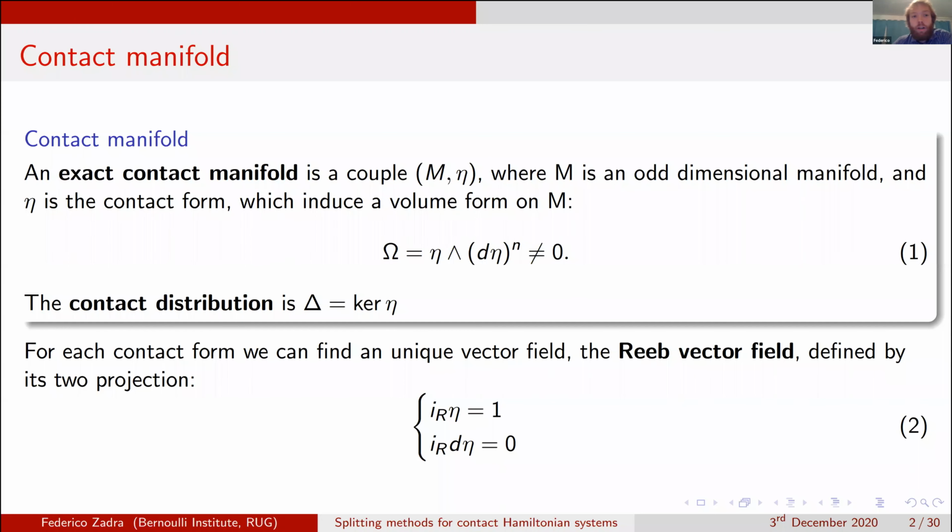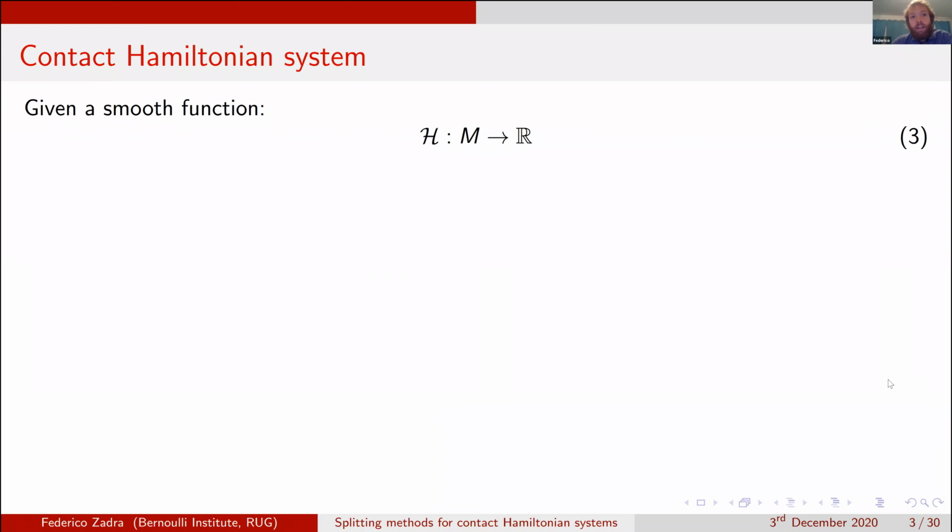When we have chosen an eta, a contact form, we can also associate to it a unique vector field called Reeb, that describes the complementary distribution to the contact distribution. So we can define what we are going to study.